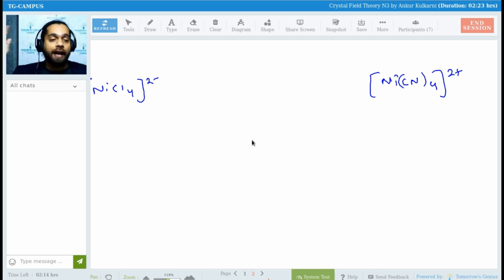Now, how to solve VBT? I want complete focus. Today's lecture is very, very important. We'll try to complete VBT and CFT. Look over here, NiCl4. What you have to do first is write down the electronic configuration. Then according to the oxidation state, you have to remove the electrons.